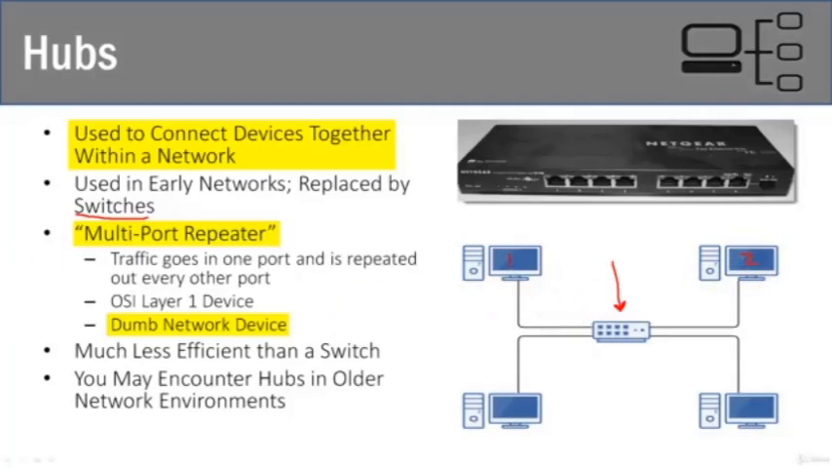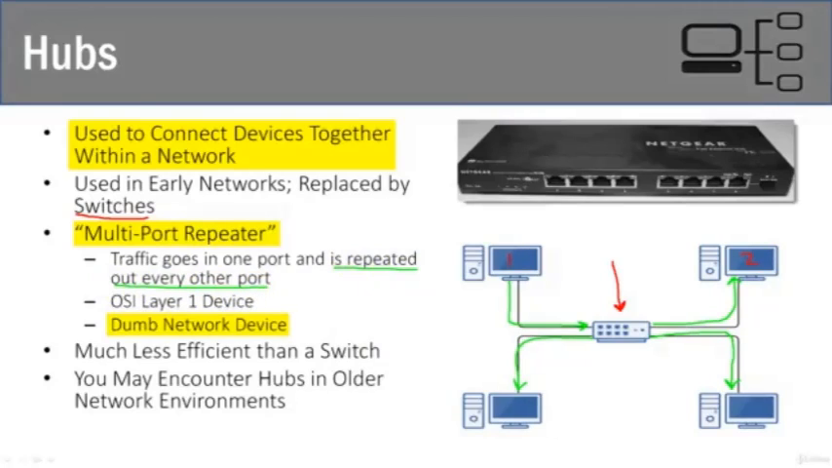So when information comes from one computer, let's say this is computer 1 and this is computer 2, if computer 1 wants to communicate with computer 2, let me go ahead and change the color of this to green. So let's say that computer 1 sends some data to the hub. What the hub is going to do, it's going to send that data out to computer 2. It's going to send it down to this computer as well. And it's also going to send it out to this computer. So it's a multi-port repeater. Traffic goes in one port and it's repeated out to every other port.